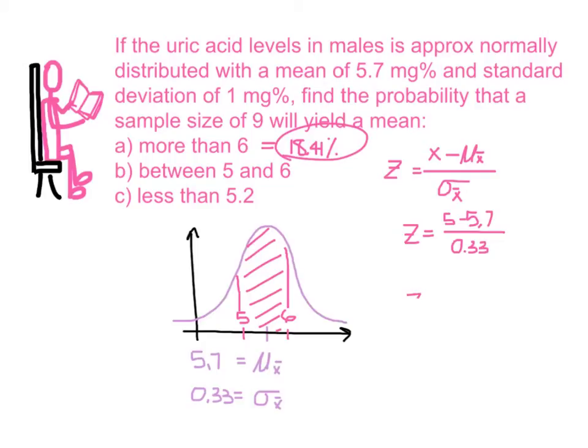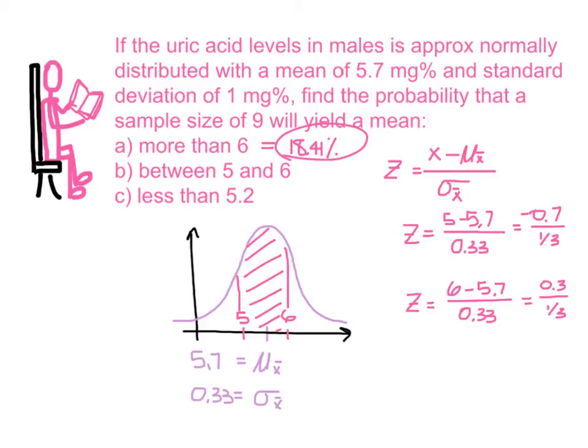Then the next one, we're going to do it for 6 at the same time. So we get 6 minus 5.7 divided by 0.33. Now let's calculate these. This is going to be minus 0.7. I'm going to say a third, over a third. And this one's going to be 0.3 over a third.